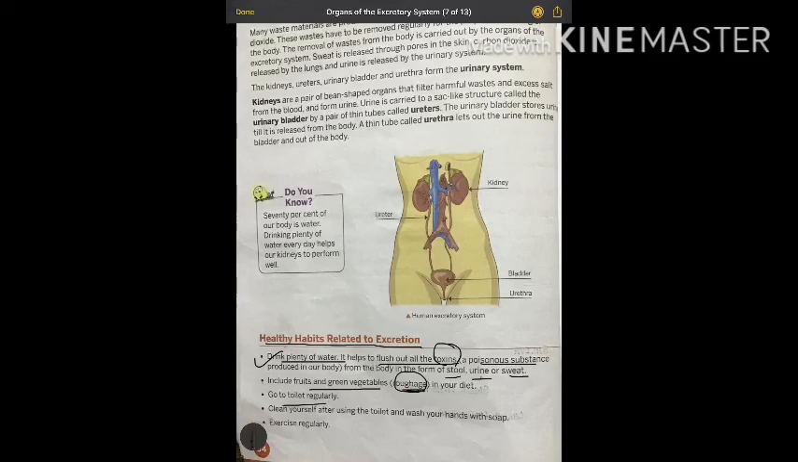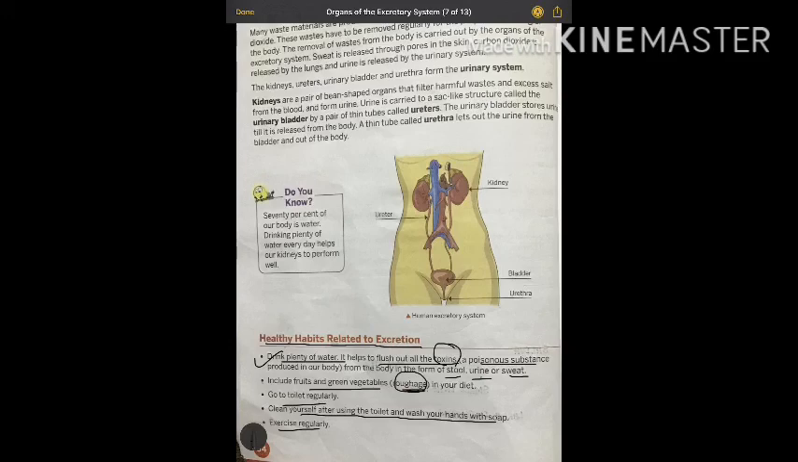We should go to the toilet regularly. We should not hold it. Children are in the habit of holding urine and not going to the washroom. So you should go to the toilet regularly, every 3-4 hours. Now clean yourself after using the toilet. Wash your hands with soap, and clean yourself properly when you go to the toilet, and wash your hands also. All right, and then exercise regularly.